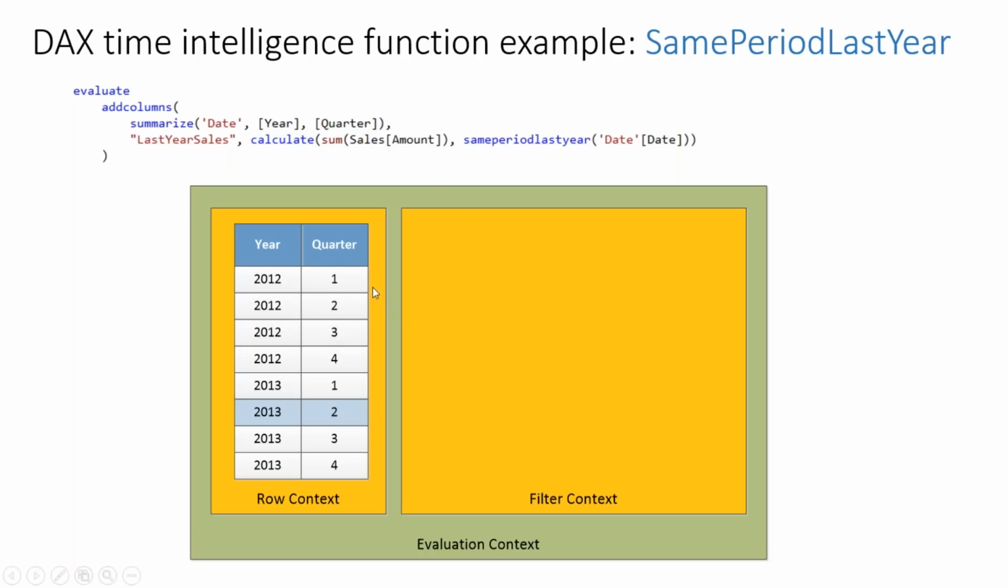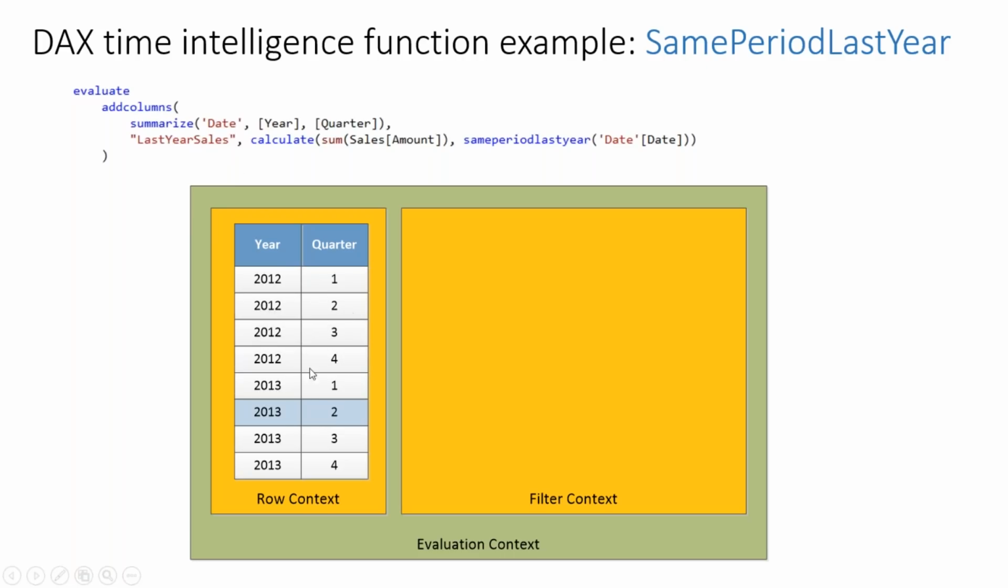First of all, I start from a table of two columns, year and quarter. In this database, I happen to have two years, 2012 and 2013. Therefore, each year has four quarters, so I have eight rows. And ADDCOLUMNS is one of those iteration functions. It's going row by row and calculating this new column expression.